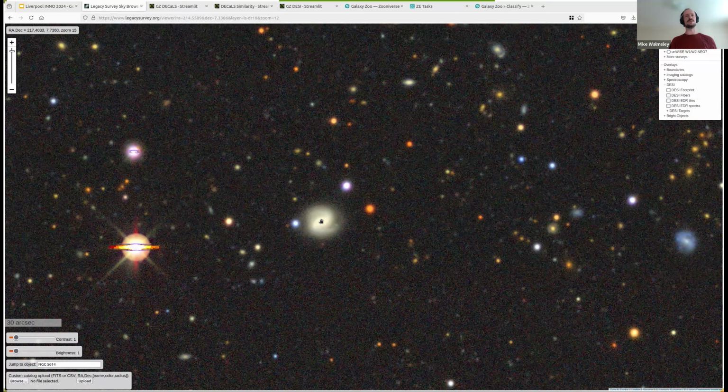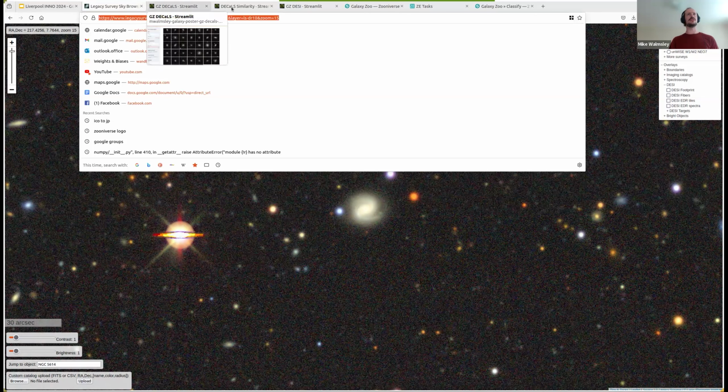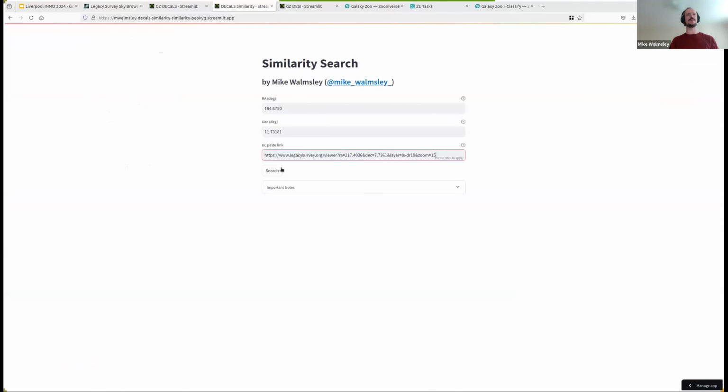They need to be reasonably bright because the model is only trained on the ones that have some morphology, right? Most of these blobs, it's just not an interesting test to do it. So here's kind of a pretty one. I'm just going to copy paste that URL into this sort of Streamlit web app. All that does is pull out the coordinates from the URL. So it says the coordinates here.